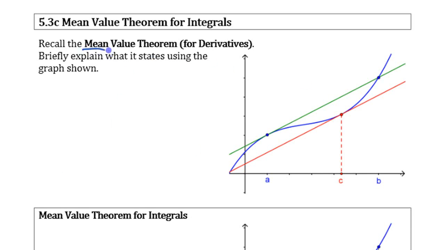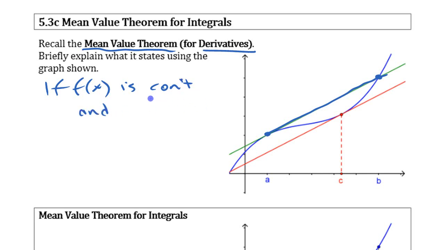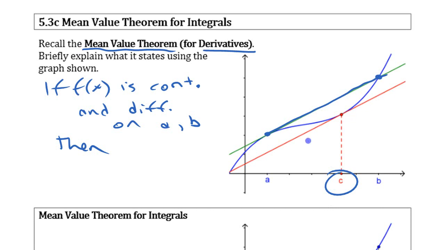Not sure if you remember this mean value theorem from earlier in the year for derivatives, but it seemed fairly obvious when you did look at it. If you have a function that goes from here to here, and you look at the average value of that, at some point, if f of x is continuous and differentiable on AB, on that interval, then there has to be some point C where the derivative hits that average, right? Okay, there must be some C value.